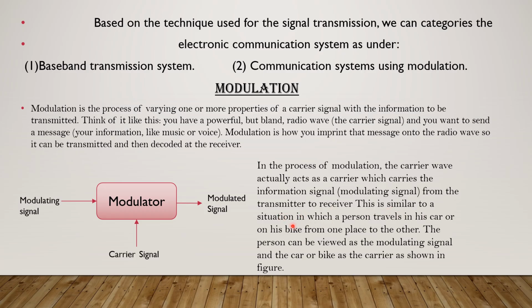This is similar to a situation in which a person travels in his car or on his bike from one place to another. The person can be viewed as a modulating signal and the car or bike as a carrier, as shown in the figure. Here you can see the example which is described. The modulating signal, with the help of the modulator and the carrier signal, after the modulator the signal gets modified into the modulated signal.